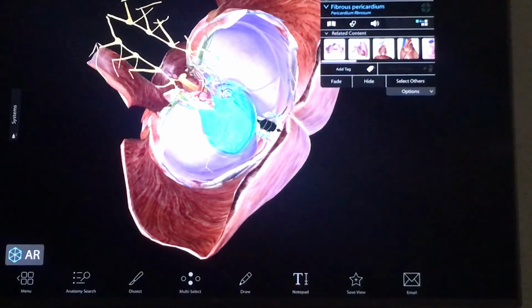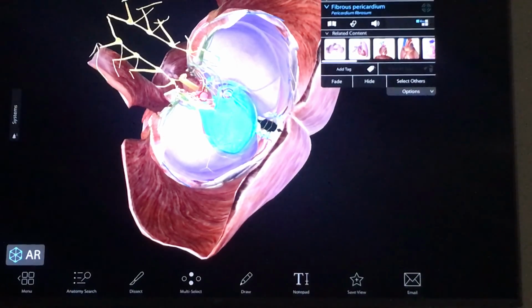Okay, all right. So that's it for the chambers, the valves, the blood vessels associated with the heart. Okay, so hopefully that'll help you.